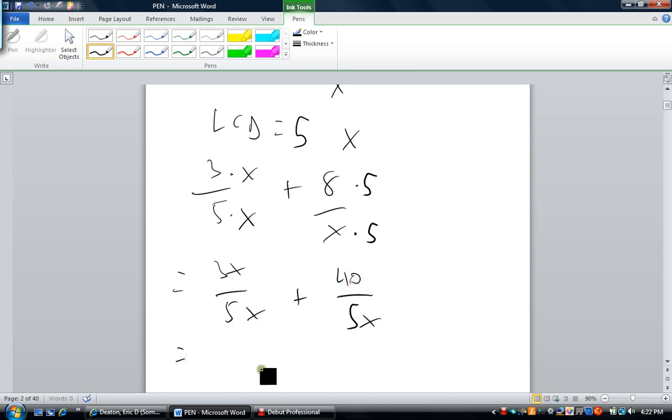Since we have common denominators, we will keep that denominator, 5x, and we're going to add numerators, combining like terms. But 3x has an x, 40 doesn't. They're not like terms, so all we can do is rewrite it as 3x plus 40, over 5x. So all we're really doing is making the two fractions become one, and how they look doesn't matter. That's just how they look. That's all you do.